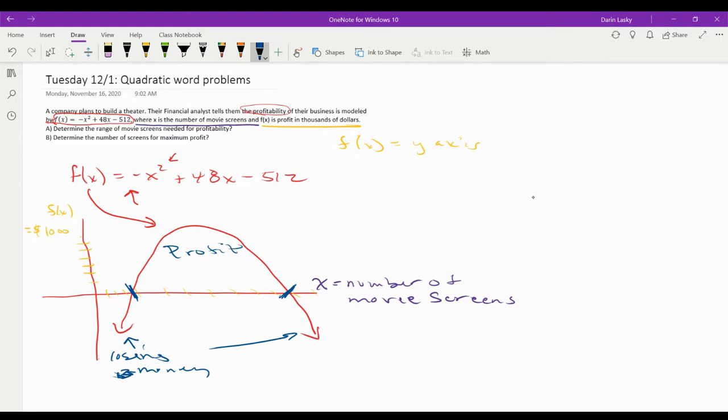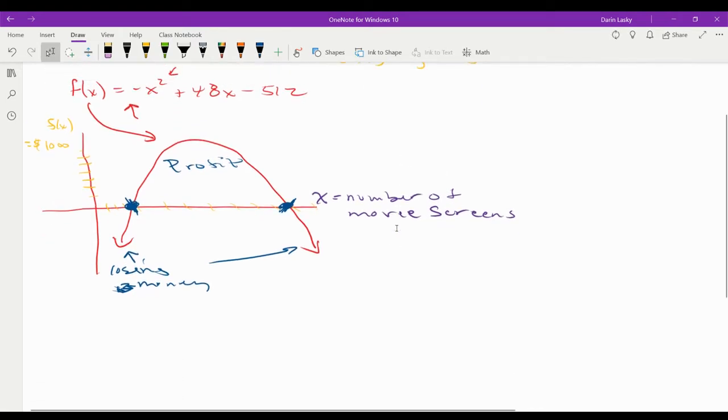That's going to be between a certain number of movie screens, and that's what they're asking us here. So we need to find the certain number of movie screens that this graph actually gives us. Those are very specific points on the graph. These are going to be the x-intercepts. So we need to solve for the x-intercepts. How do we solve for the x-intercepts? It's up to you. You can factor it, you can use the quadratic formula, you can do whatever you need to do.